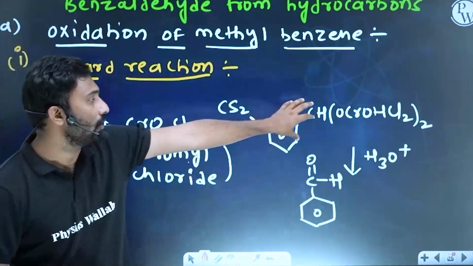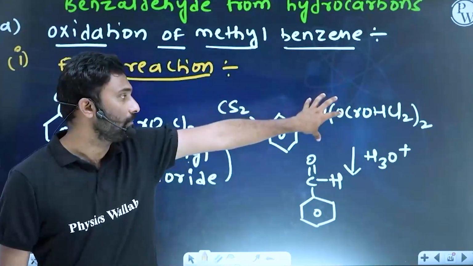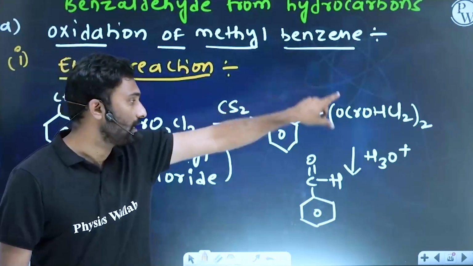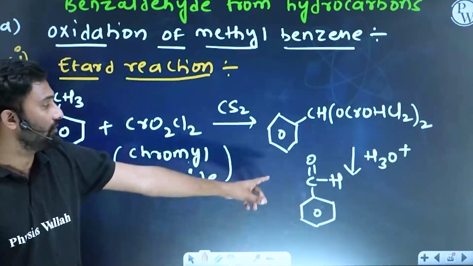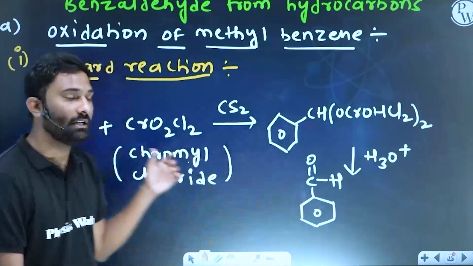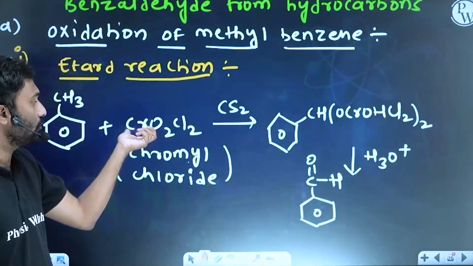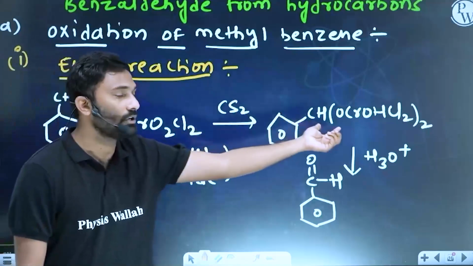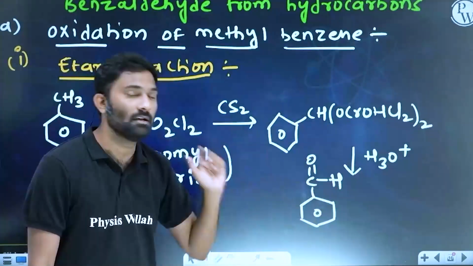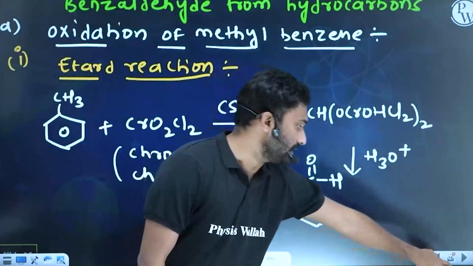Now this will give the chromyl complex. First this will give the chromyl complex, then this complex upon hydrolysis will give the aldehyde. Which aldehyde? Benzaldehyde. Toluene will be in the presence of the Etard reaction reagent, ಯಾವುದು? CrO2Cl2. This is chromyl chloride. First it will give the complex, this complex upon hydrolysis will give the benzaldehyde. Okay, next.